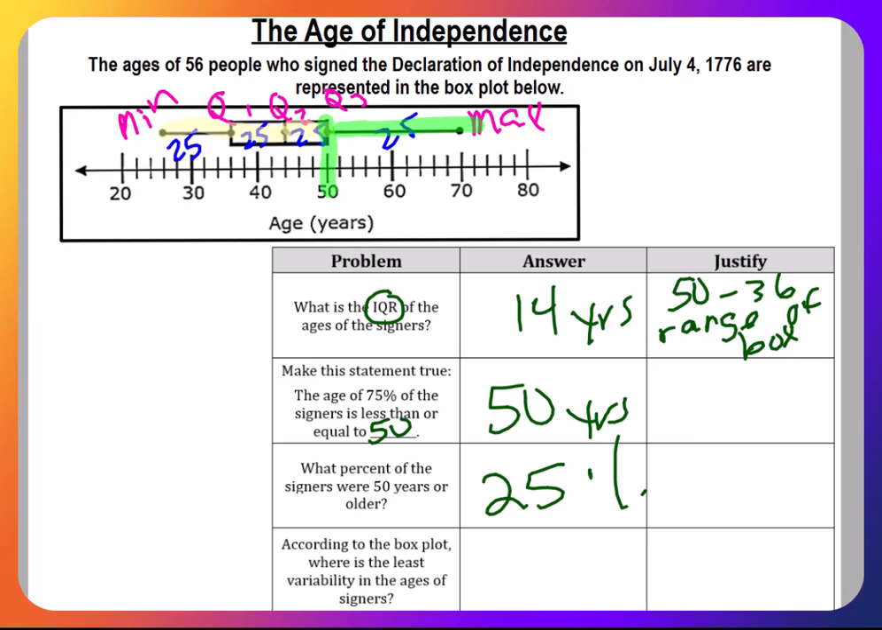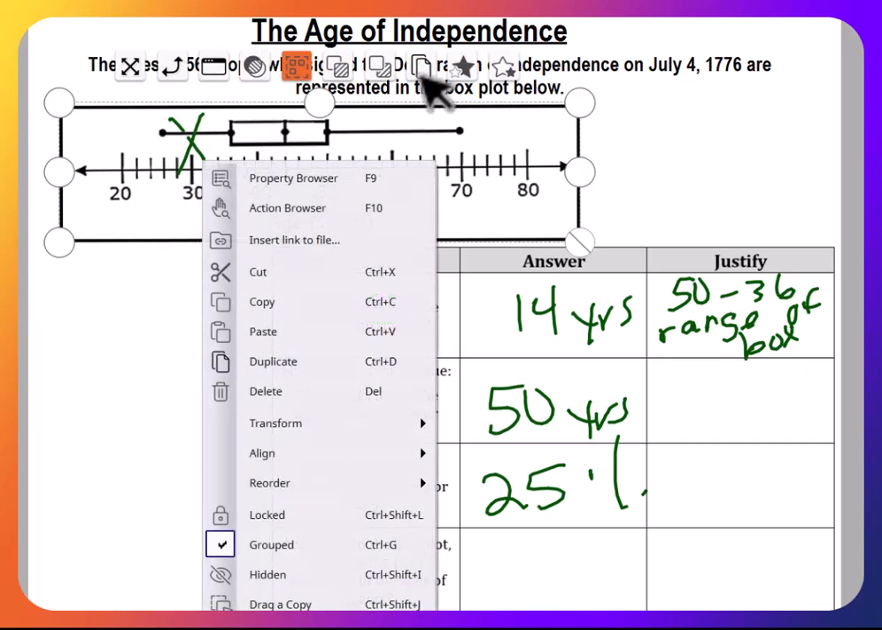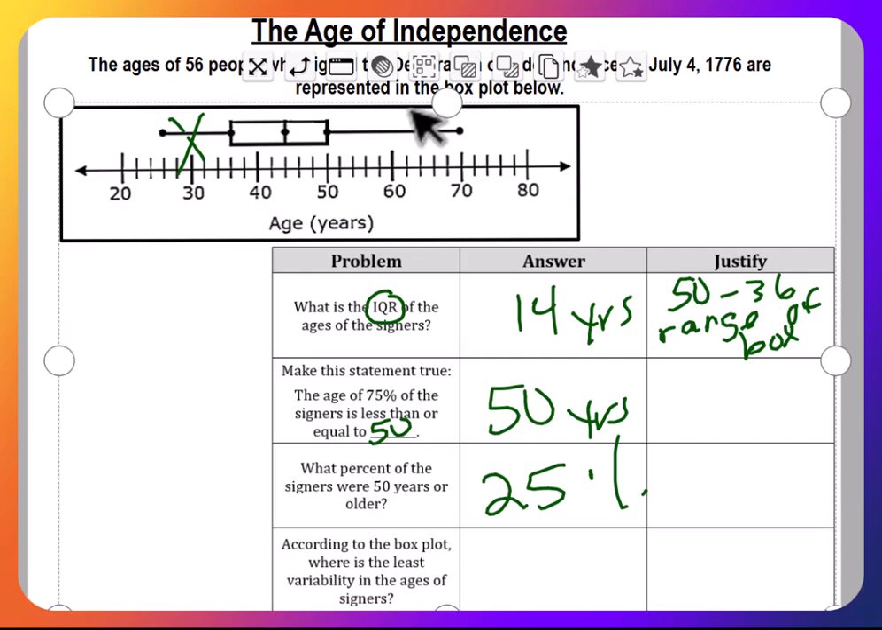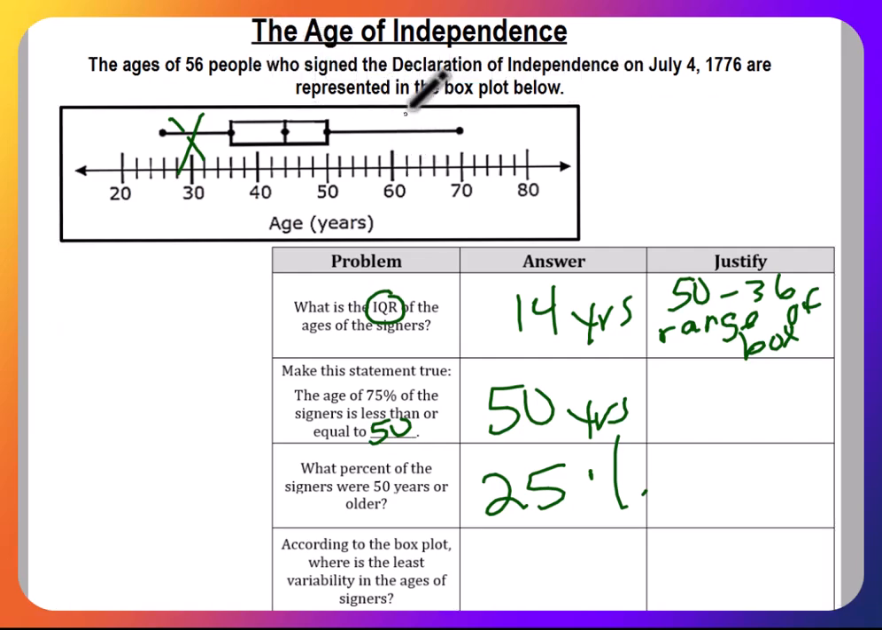According to the box plot, where is the least variability in the ages of the signers? So the least variability means the smallest. So let me erase my graph so I can look at it. I know where it's not. It's not in here, or here. So it's in my box, and it looks like it's this one right here. So this would be from where? From quartile 2 to quartile 3.